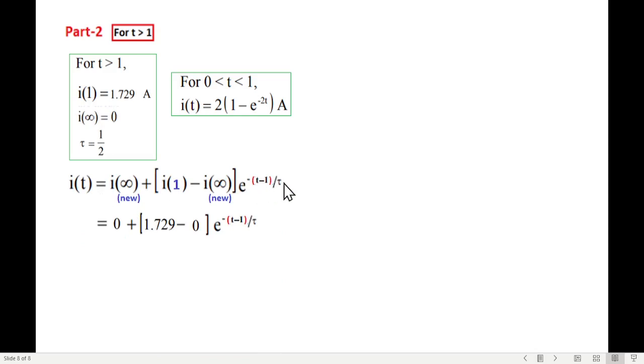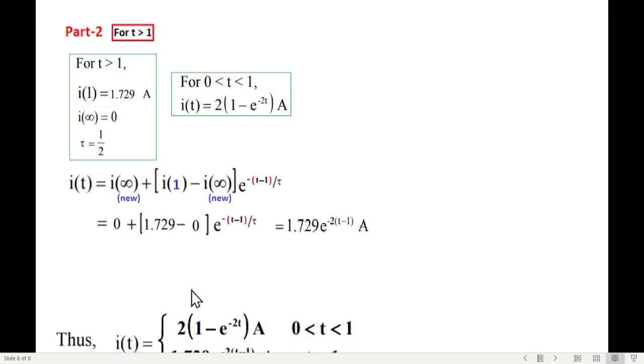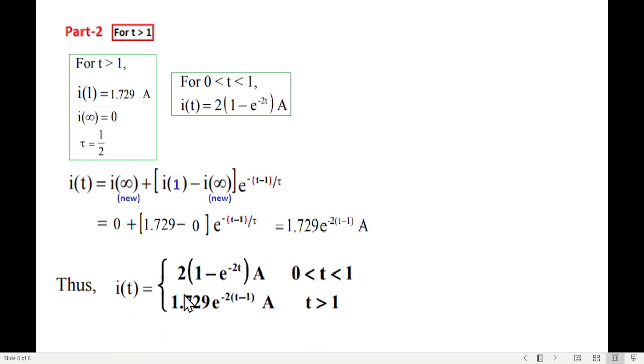So we'll use these values in this equation. I infinity is 0, I1 is 1.729, e raised to the power minus (t minus 1) over tau. Tau is half. So it will be now this value, 1.729 e raised to the power minus 2(t minus 1). This is IT for the second part. So the total value, we can write that this was the current for the first part from 0 to 1, and this current is from here for the time t greater than 1.